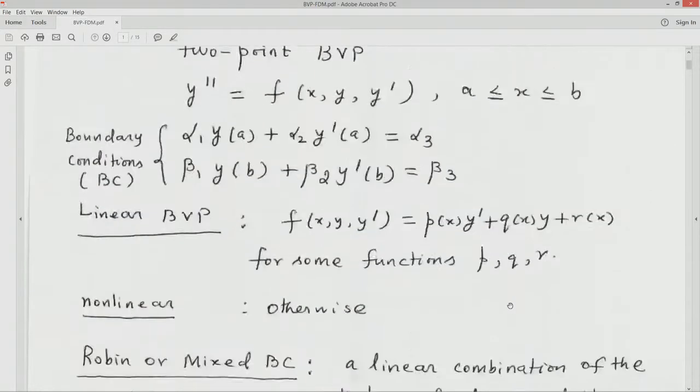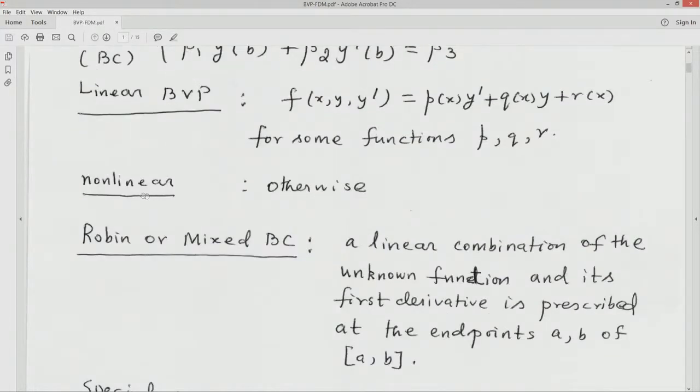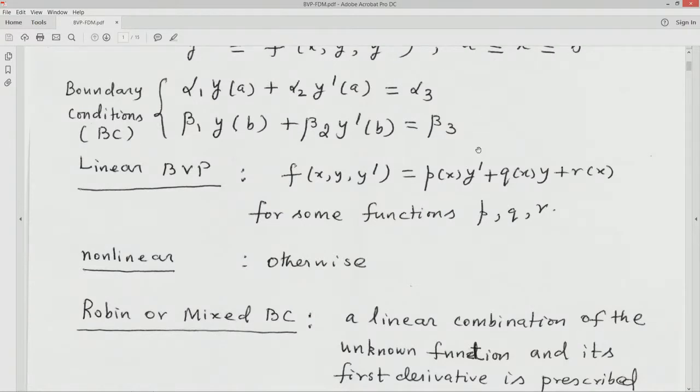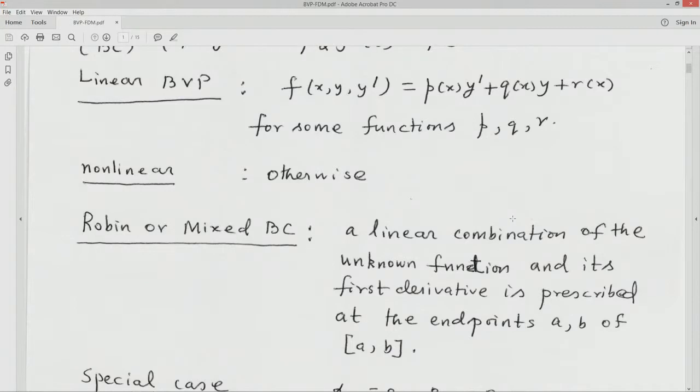If it is not of this form, then we say that the boundary value problem is a non-linear boundary value problem. Now, we would like to understand these boundary conditions. We observe that we have a linear combination of the unknown function at one end point and its derivative at that end point is prescribed as alpha 3 in the first boundary condition. And in the second boundary condition, similarly we have a linear combination of the function value and its derivative at the other end point b is prescribed and it is given as beta 3. So, such type of boundary conditions are known as Robin or mixed boundary conditions.